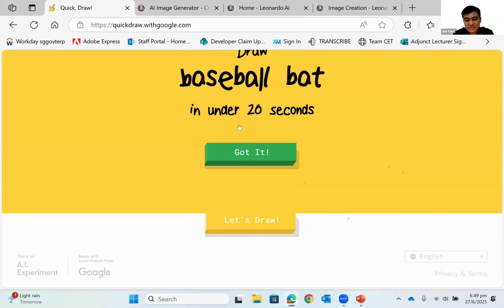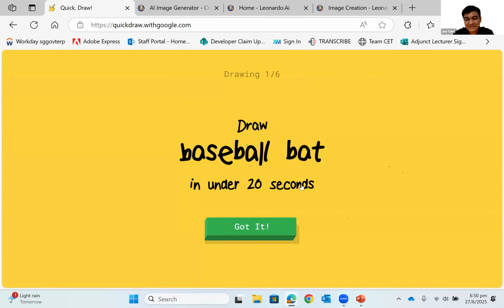Okay, so they say draw a baseball bat in 20 seconds. Of course, I'm not a good drawing guy, so let me try it. Before they predict, just to give you background, this website, this program has been trained with multiple baseball bats, or some other doodles, so they can detect what I draw.